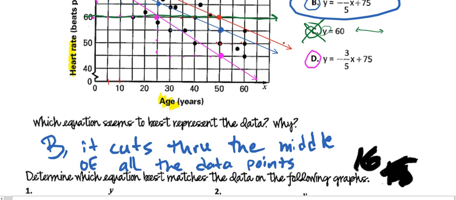Remember, you can pause the video at any time. I just don't want to run out of time. B cuts through the middle of all the data points.